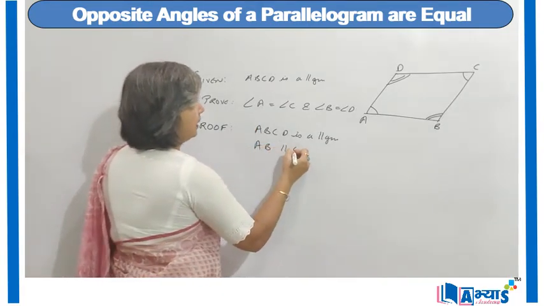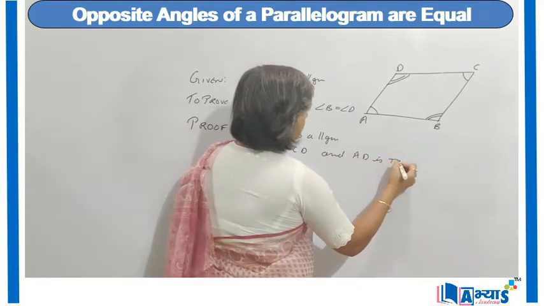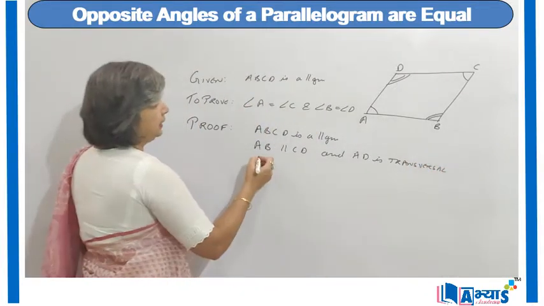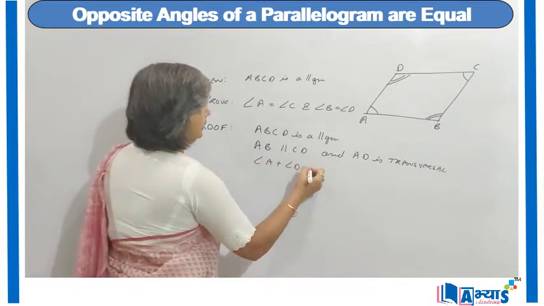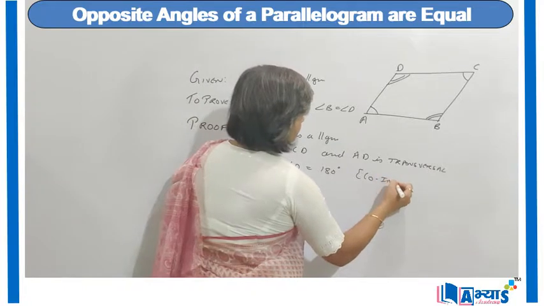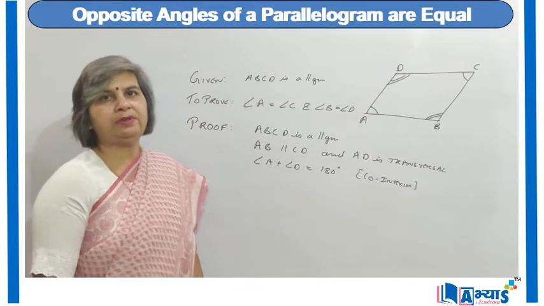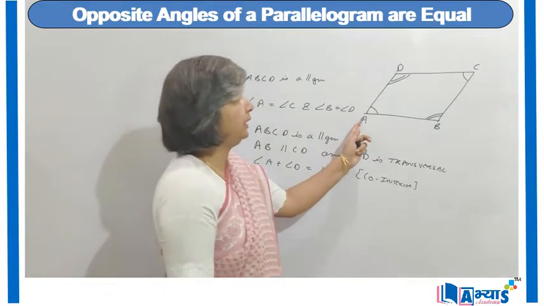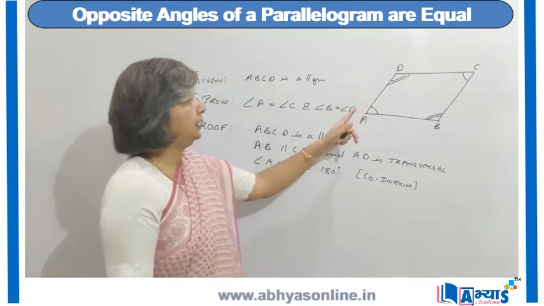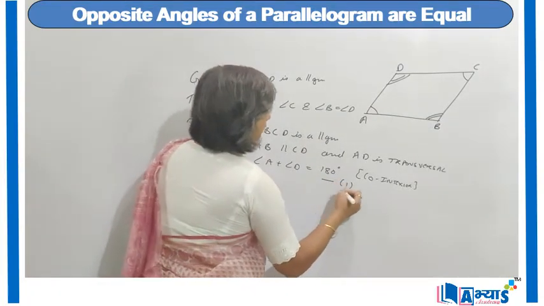Now as AB is parallel to CD and AD is the transversal, so angle A plus angle D is equal to 180 degrees because they are co-interior angles. And we know that co-interior angles are supplementary in case of parallel lines. Because now AB is parallel to CD and AD is the transversal that is cutting them. So angle A plus angle D will be equal to 180 degrees. Let us mark it as equation 1.